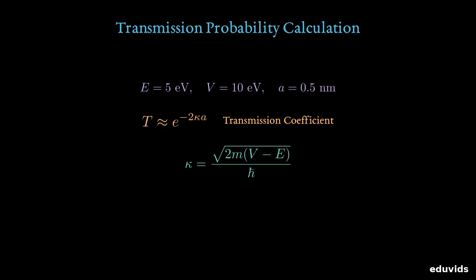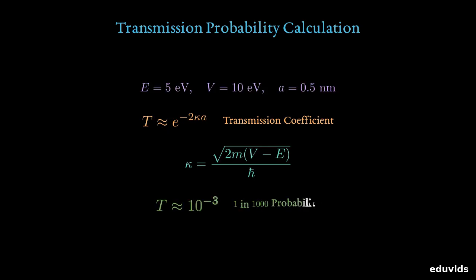h bar. In this formula, m is the mass of the electron, V is the height of the barrier, which is 10 electron volts, and E is the energy of the electron, which is 5 electron volts. The symbol h bar is the reduced Planck constant, a fundamental constant of quantum mechanics.